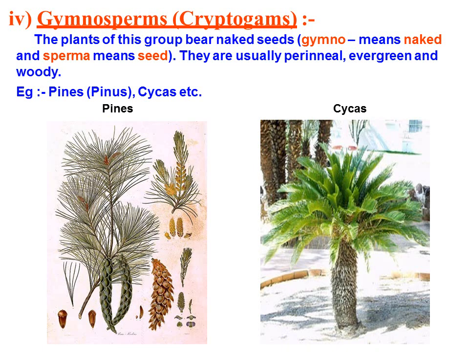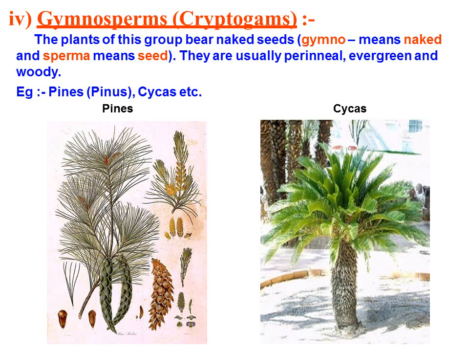What do you mean by gymnosperm? They are also called cryptograms. Okay, the plants of these groups bear naked seed. What do you mean by naked seed? That means the seeds are not covered with some epidermis, or the layer. So gymno means naked and sperma means seed.